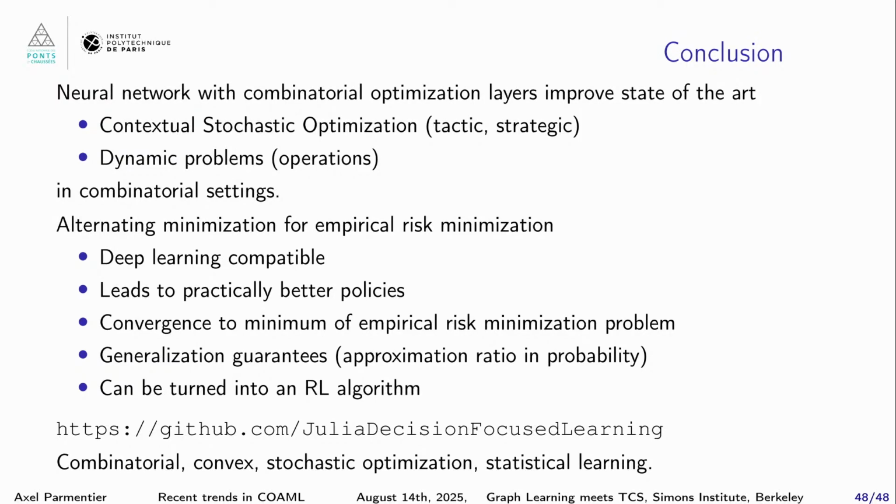I didn't talk about it, but we are maintaining a full ecosystem of automatic differentiation. So implementing the algorithm is not that complicated because we have done the job for you for the automatic differentiation. And if you like graph neural networks and combinatorial optimization and stochastic optimization, then this is a nice topic to work on. Thank you very much.